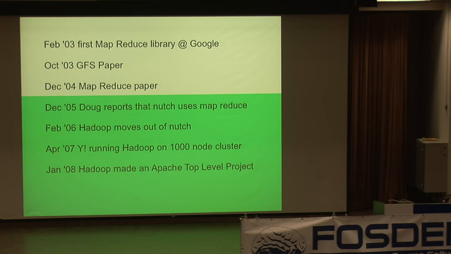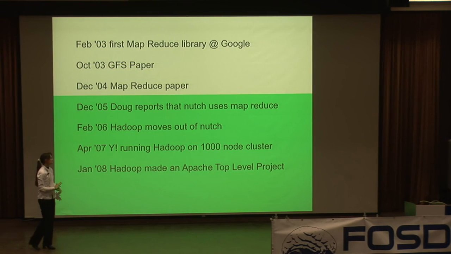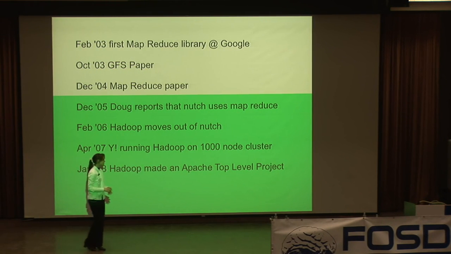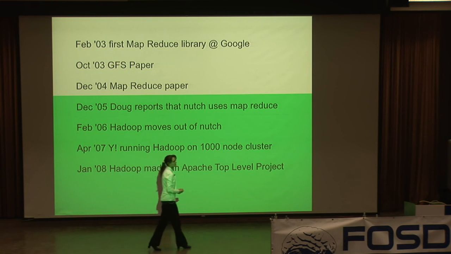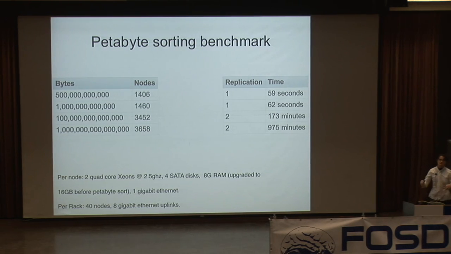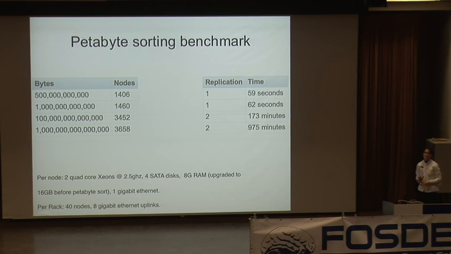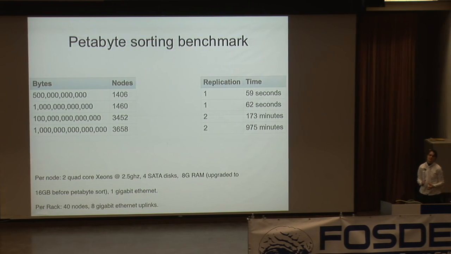It didn't take long again for the module to grow so much that it was rendered an extra project beside Nutch. In 2007, Yahoo reported running a first Hadoop cluster with 1,000 nodes. And like 2 years ago, it was finally its own top-level project at Apache. So last summer, just to show you that the framework really works, Yahoo has won the petabyte sorting benchmark with a Hadoop cluster.